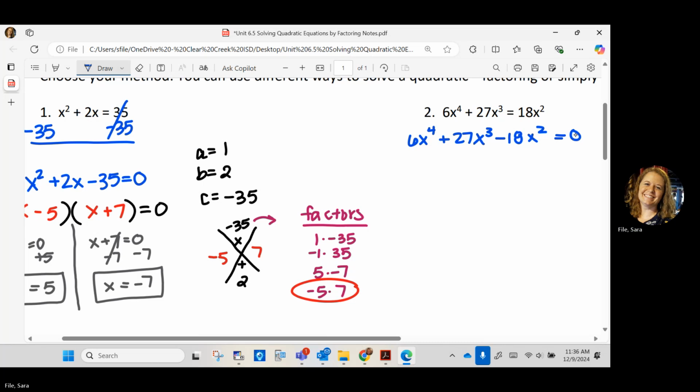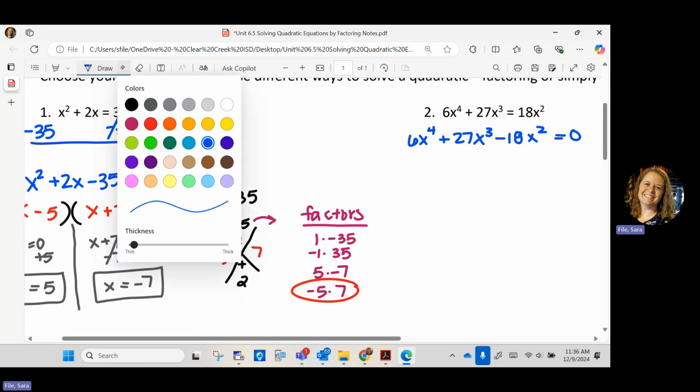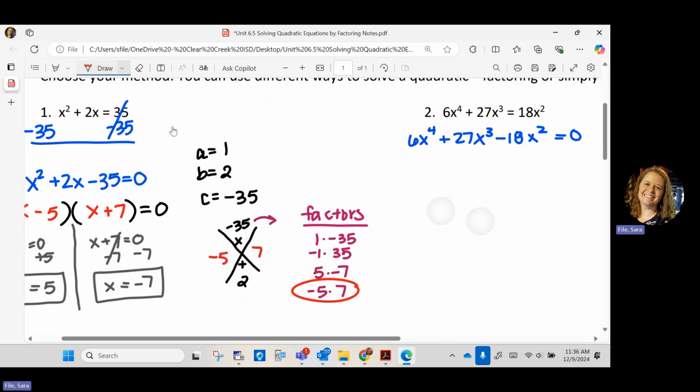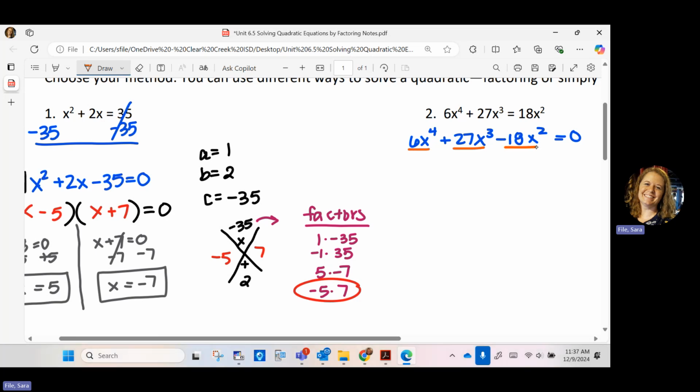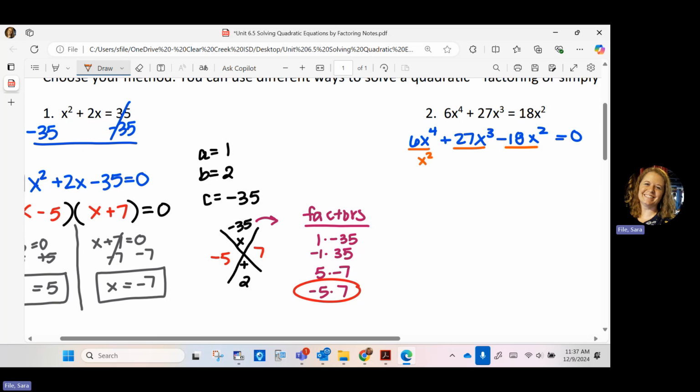None of those can combine because this x is to the fourth, this one is to the third, and this one is to the second. So they are not like terms, but they do have something in common. There is a GCF here, a greatest common factor, that can be divided out of all three of these terms. Definitely x squared, because they all have at least an x squared. And then the number as well.